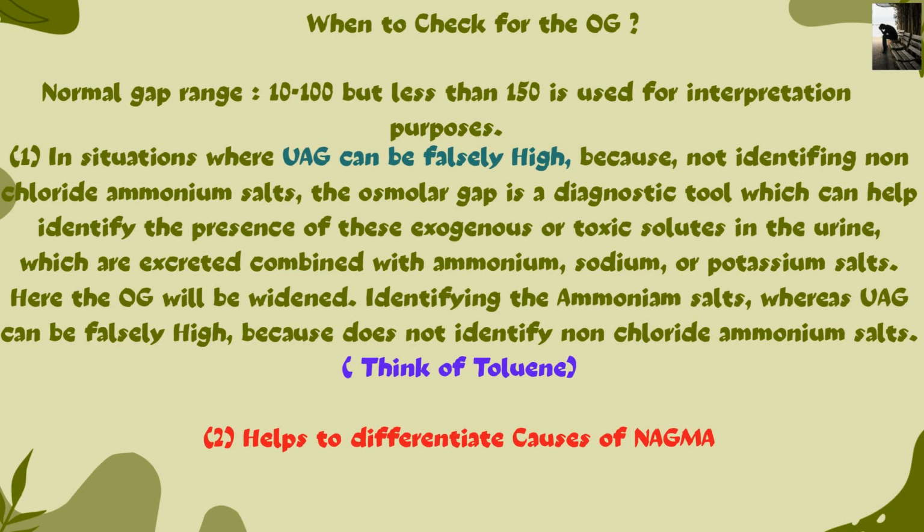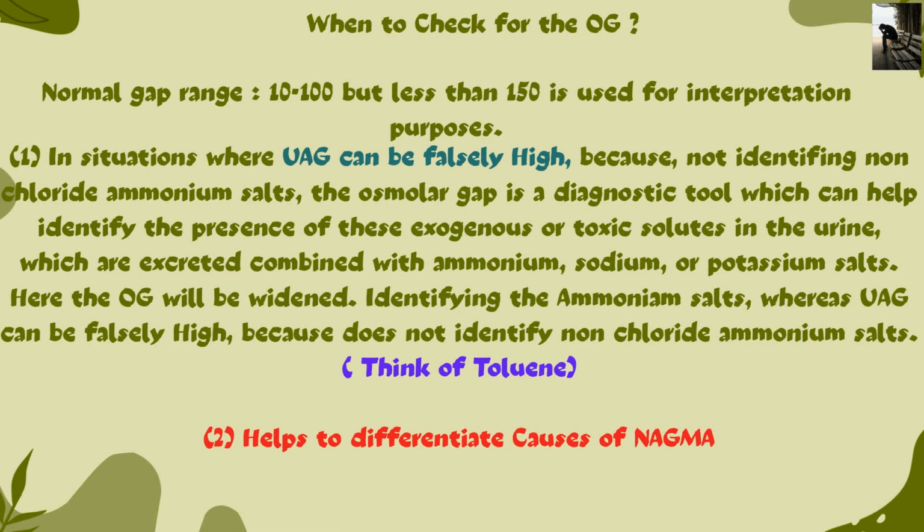Thus, in NAGMA related intoxication, or physiology that has become pathological in NAGMA related situations, like the diabetic, alcoholic or starvation ketosis or uremic ketosis, we wouldn't really need a urinary anion gap to make that diagnosis. You already have a serum anion gap and a serum osmolar gap, which are very useful.